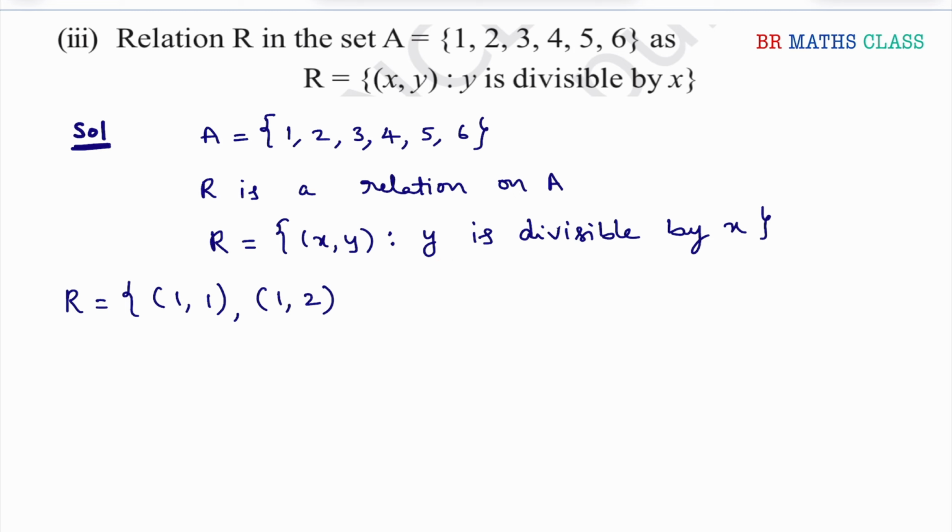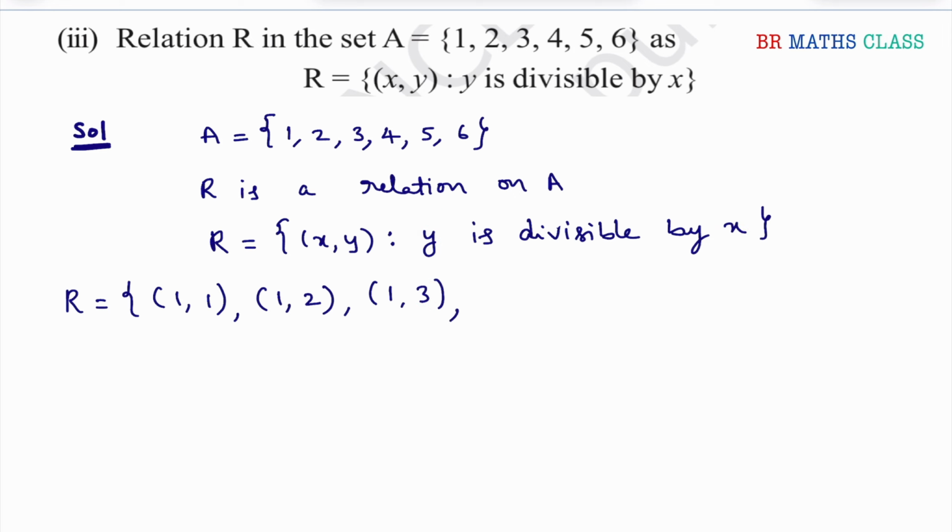I hope you understand. In A cross A, the next element is (1, 3). Now you take this (1, 3). Does it belong to this relation? You check. In place of y, you write 3, and in place of x, you write 1. Is 3 divisible by 1? You check. Yes, 3 is divisible by 1. You can easily say that 3 is divisible by 1.